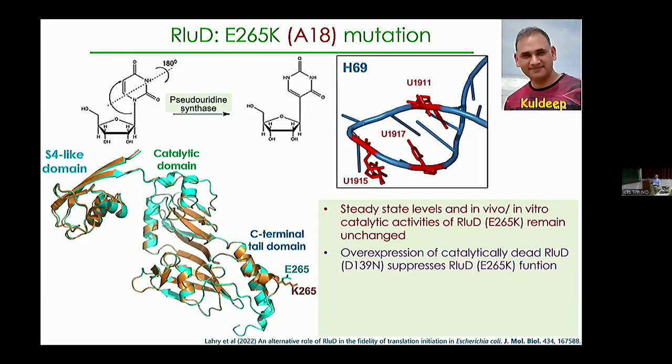Overexpression of catalytically dead RLUD also suppressed the phenotype of this E265K. So the phenotype of this was that it allows initiation with the 3GC mutant, and if you overproduce the catalytically dead RLUD, that also rescued that defect. And the role of E265 is independent of the pseudo-U synthase activity, which is apparent from that point as well.